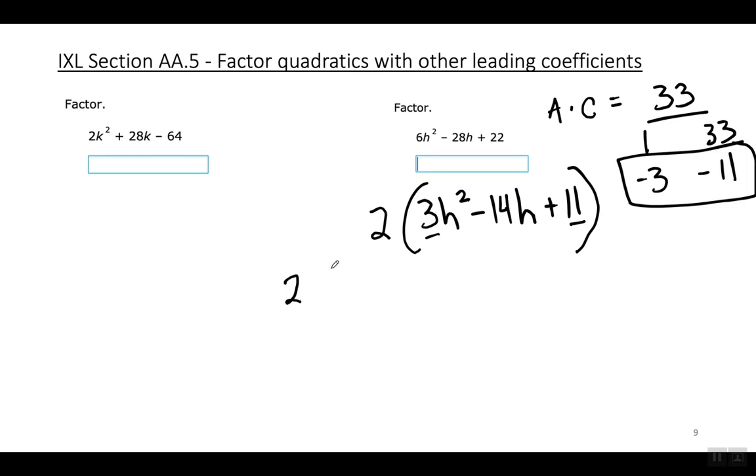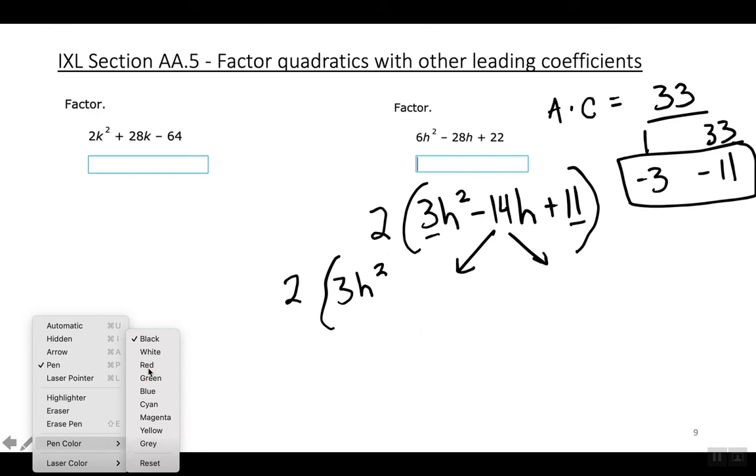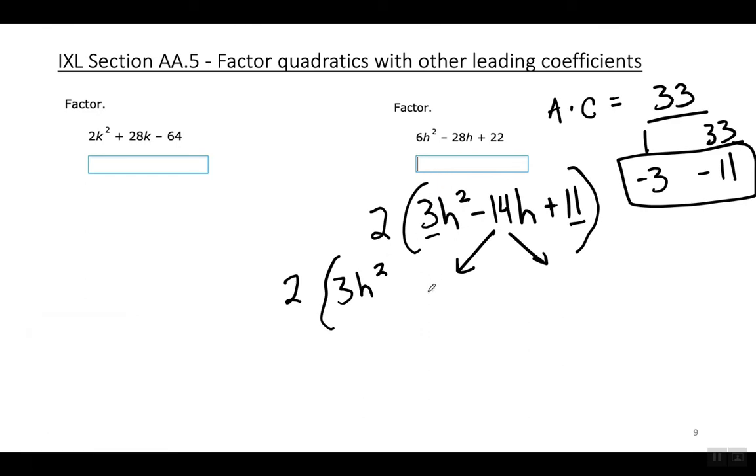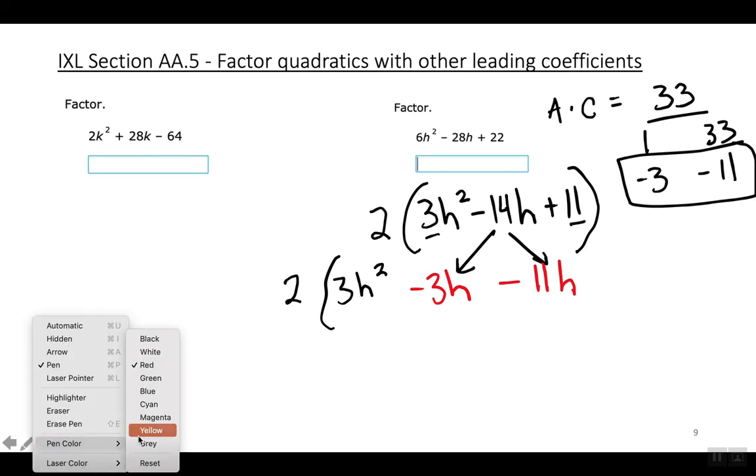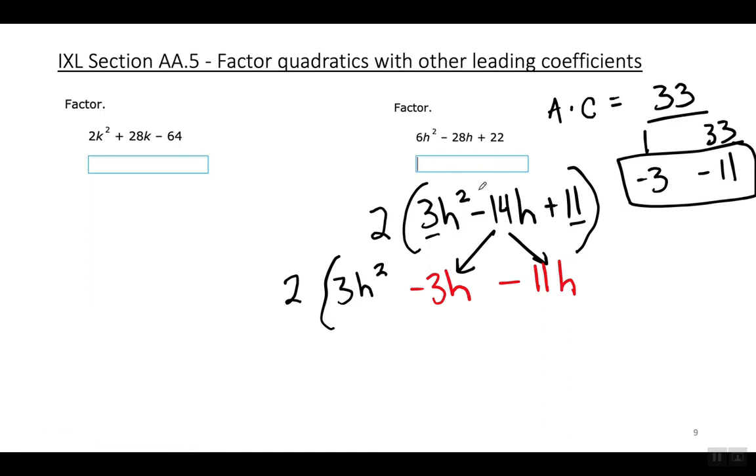All right, so I'm going to split the middle. I'm going to have 2 times 3h squared, negative 14h. I'm going to split it into negative 3h minus 11h. And again, notice how I try to put the terms next to the terms that they have more in common with. All right, so I have that now.